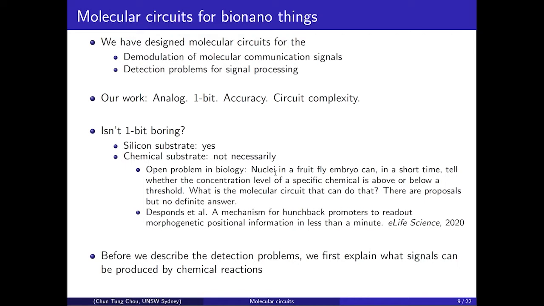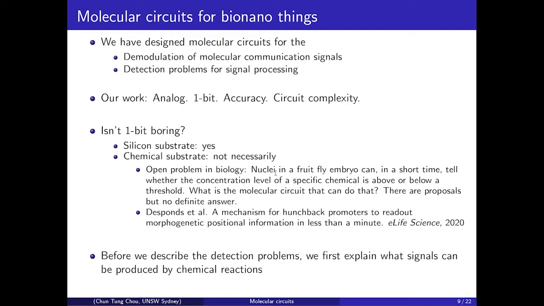If you look at a fruit fly embryo, there are many nuclei. And these nuclei can, in a very short time, tell whether the concentration level of a very particular chemical is above or below a threshold. Now, what's the molecular circuit that can do that? When it comes to biologists, there are proposals, but there are no definite answers. So this is still unknown territory. So what I see is, for certain problems, even an analog 1 bit detection problem is still a very interesting problem, in biology as well as in engineering.